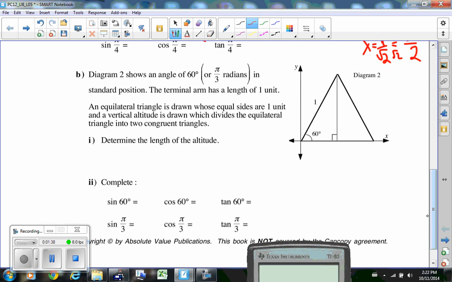I can do the same thing here with my 60 degree or pi thirds. So here, I know that this is 0.5 or 1/2. I don't know what this value is. But what I can do, and I know that's because this is a 60, 60, 60 triangle, this would be 1, so halfway across is going to be 1/2. Now to find this piece here, I go c squared equals a squared plus b squared. Where would we be without Pythagoras?